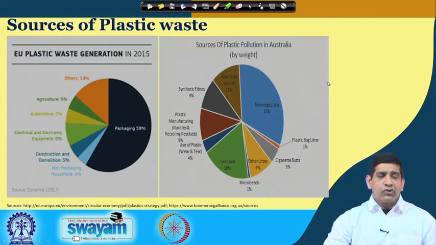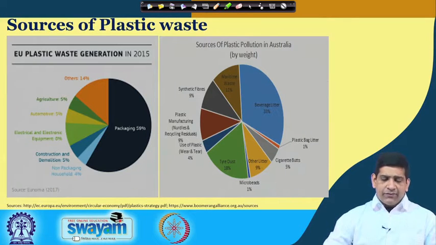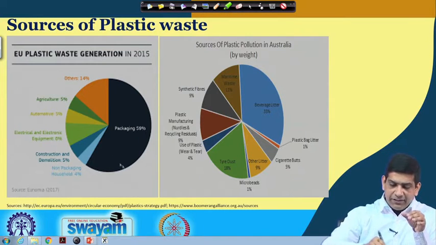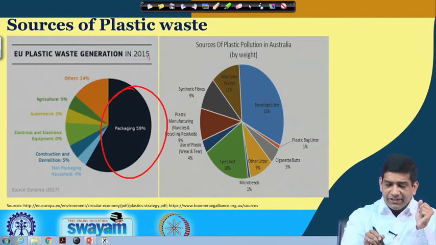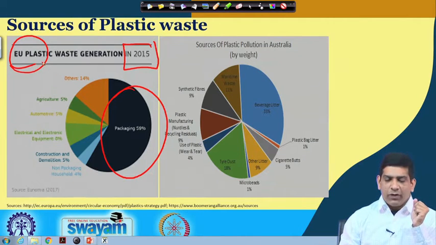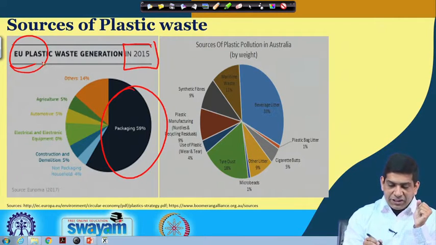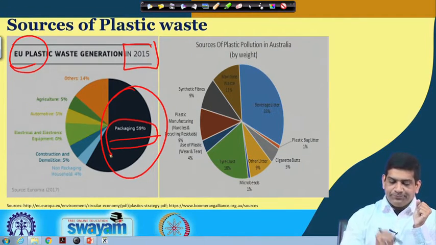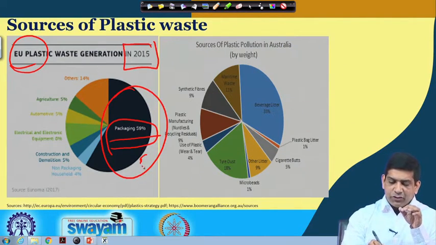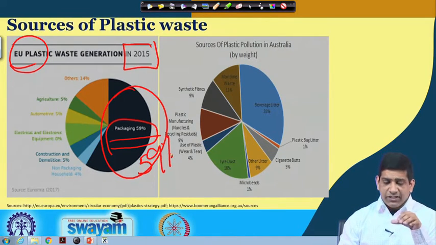Now if you look at the source of plastic generation, packaging is the bigger chunk. This is packaging waste. This is from the European Union, plastic waste generation in 2015. It's slightly 2 or 3 years old data, and packaging accounts for 59%. 59% of plastic waste is actually coming from packaging. So lots and lots of waste plastic is used in packaging.